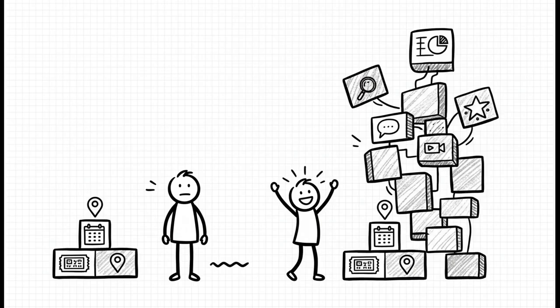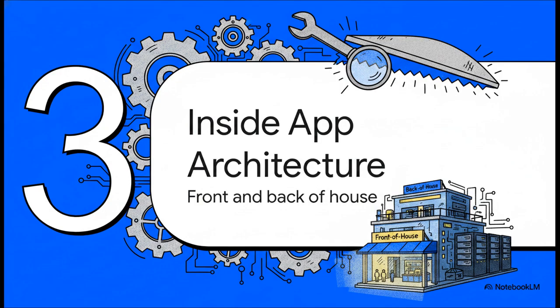And for the organizers, the extended stack gives you deep, actionable analytics. You can see exactly which halls were packed and which ones were crickets, giving you literal gold mines of data for next year's planning. All right, Section 3, Inside the App Architecture. The front of house and back of house. Let's pop the hood and see how this software actually ticks.